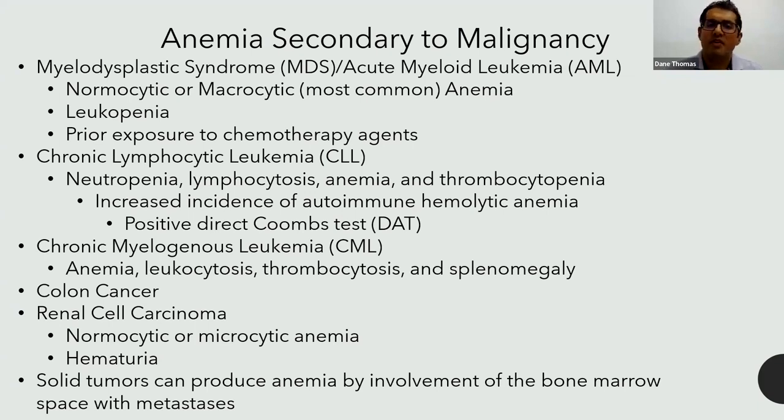There is an increased incidence of autoimmune hemolytic anemia in these patients, which can result in a positive direct Coombs test. Chronic myelogenous leukemia, or CML, can present as anemia, leukocytosis, thrombocytosis, and splenomegaly. Colon cancer, as mentioned before, and renal cell carcinoma can present as normocytic or microcytic anemia and hematuria. Generally speaking, solid tumors can produce anemia by involvement of the bone marrow space with metastases, typically in much more advanced stages of malignancy.